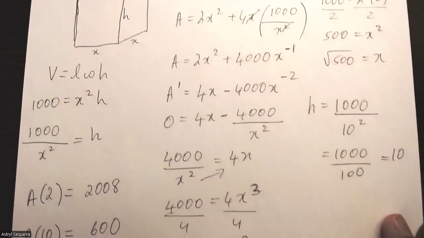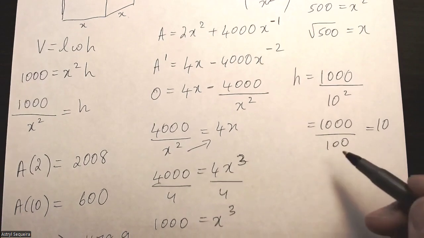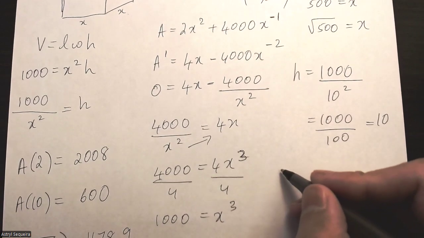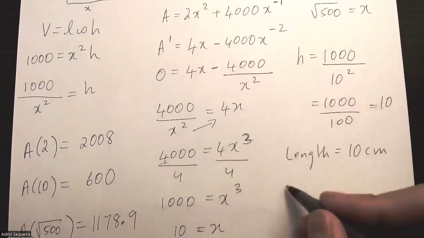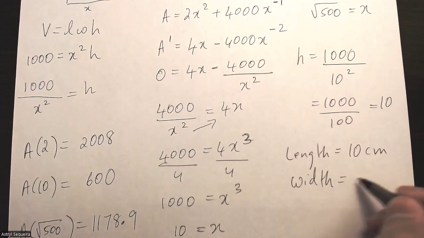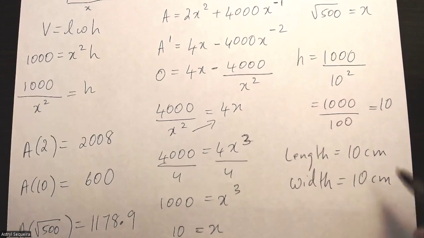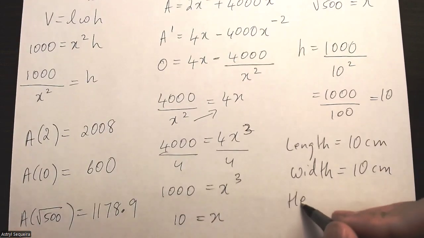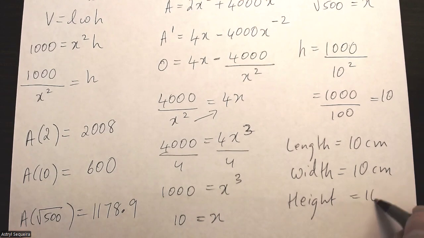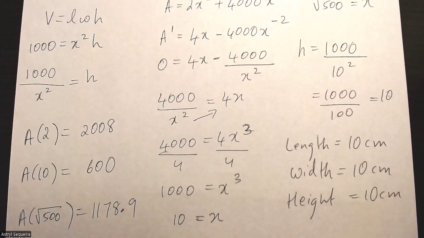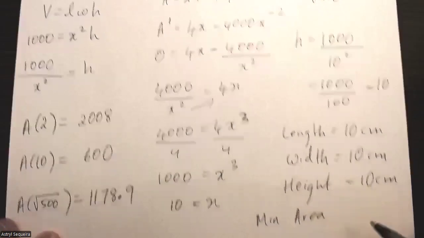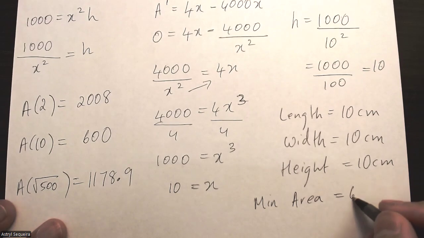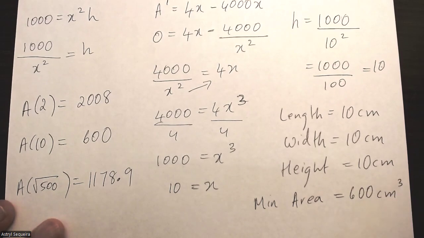So I know that in order to minimize the surface area of this rectangular prism over here, the square-based one, we have to have the length is 10 centimeters. The width is also 10 centimeters because it's square-based. And then the height I just calculated here is also going to be 10 centimeters. So this box is going to be 10 by 10 by 10. And that's going to give me a min area of 600 centimeters squared.